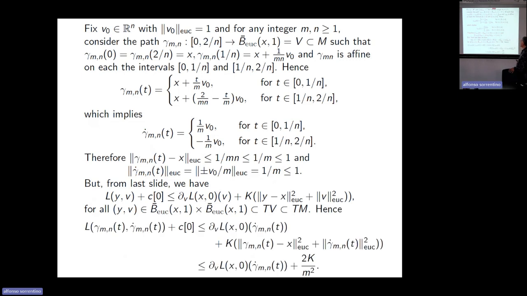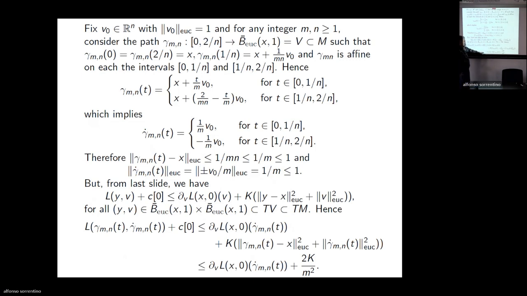Okay. So we get, because these two quantities are one in the ball of center x and radius 1, and another one in the ball of center 0 and radius x, that the Lagrangian plus C0 is less than the linear map, which is independent of t, the partial derivative of L with respect to x0 applied to the speed, plus a second order term, which is k times the distance squared.